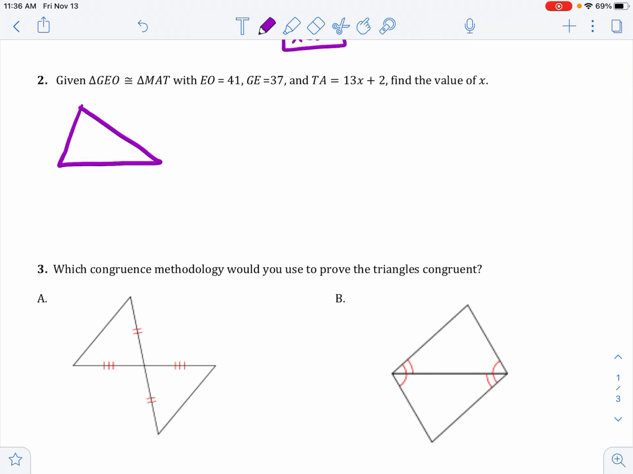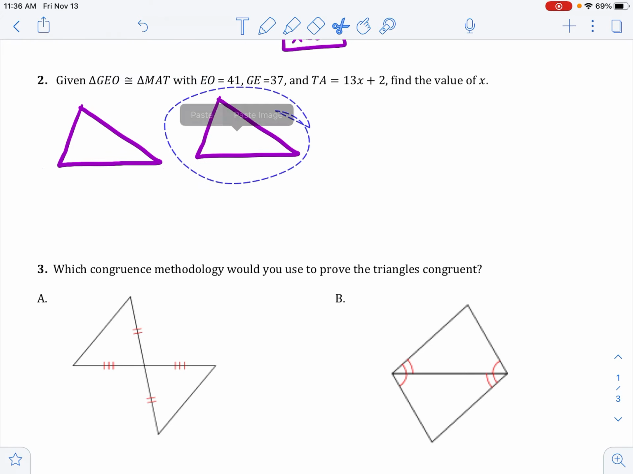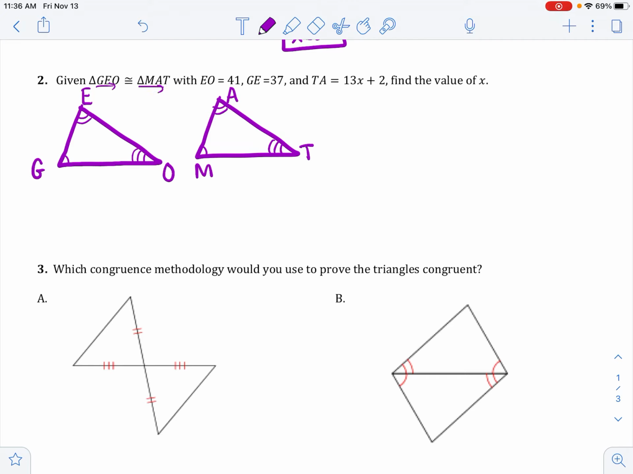So I'm going to draw a triangle. I'm going to copy and paste it again. I'm going to label my first triangle GEO. So I went bottom left, so I'm going to go bottom left with M. I went up, that's going to be A, and then to the right, T. All right, I'm going to match up my congruent corresponding angles, G and M, E and A, O and T. Now remember, it's because I went in order like that.